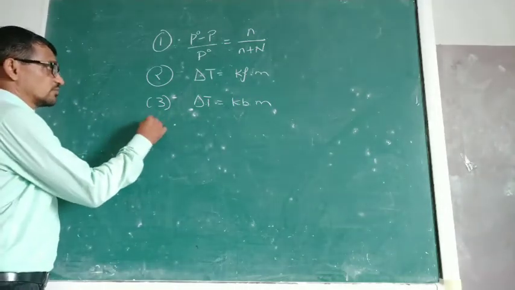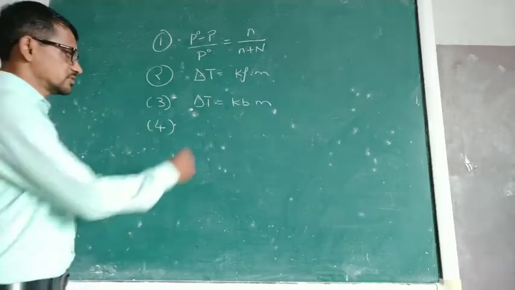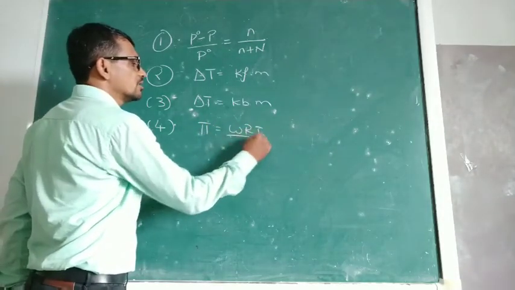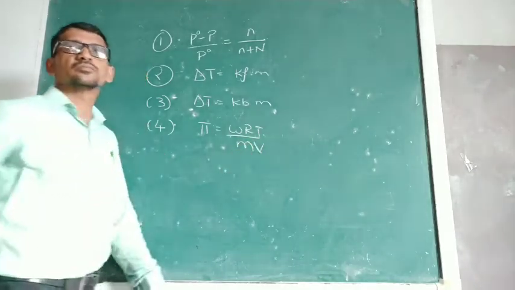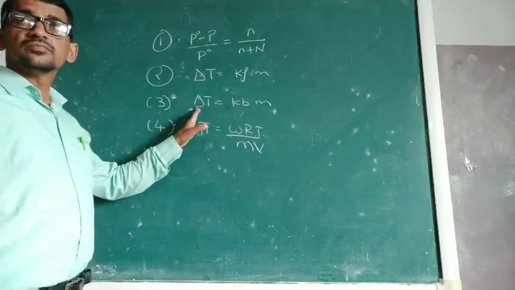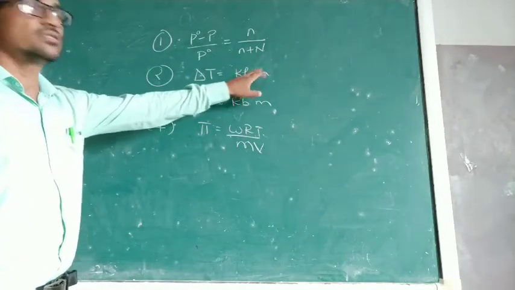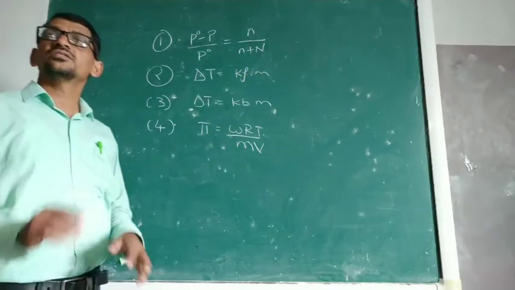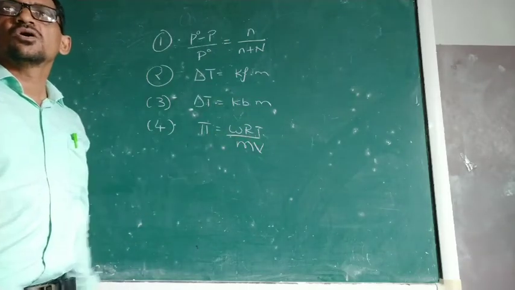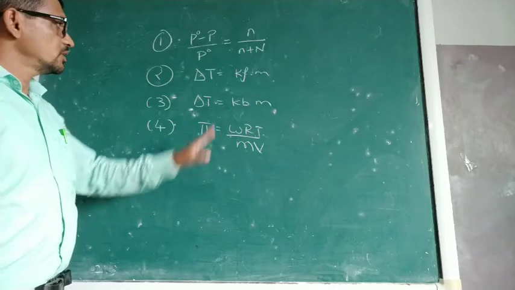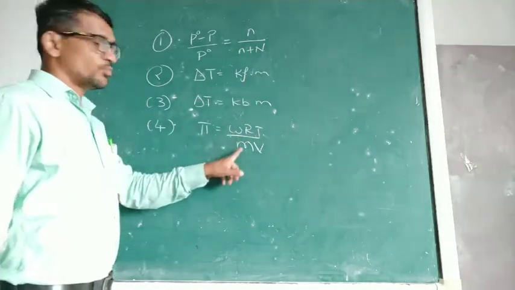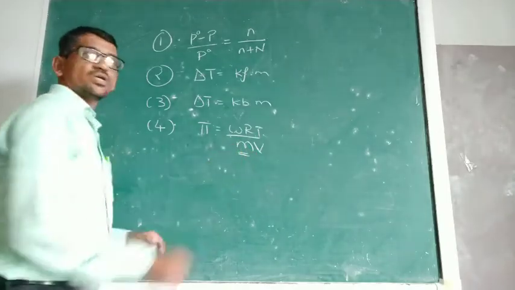Similarly, number 4, just now we have discussed, that is pi. Pi is equal to WRT by MV. Remember. So pressure, temperature, all this is related with molality. Molality is related with the number of molecules. So all these properties are colligative properties. In these we can find the weight upon molecular, so molecular mass you can find.